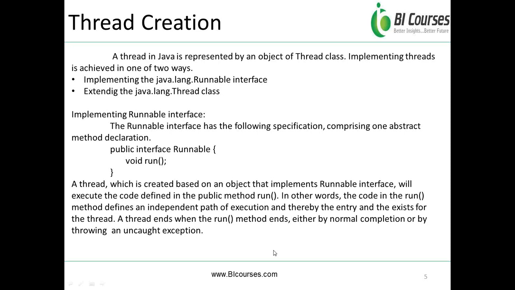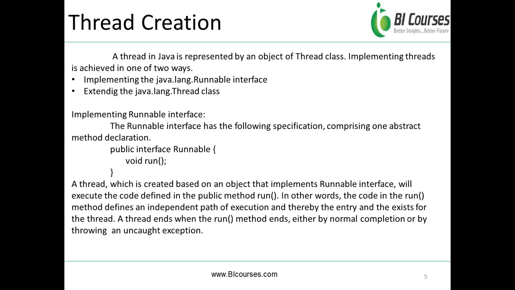So how can we create these threads? A thread in Java is represented by an object of the Thread class. Implementing a thread can be achieved in two ways. One is to implement the Runnable interface, which is part of the java.lang package, and also we can extend the Thread class. Okay, so we will see how we can implement the Runnable interface.